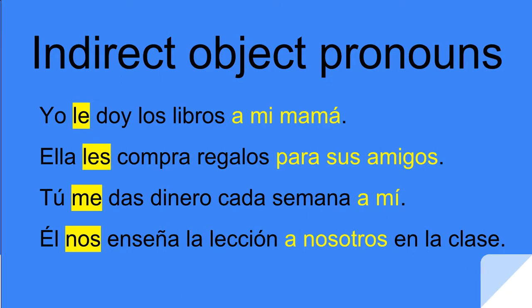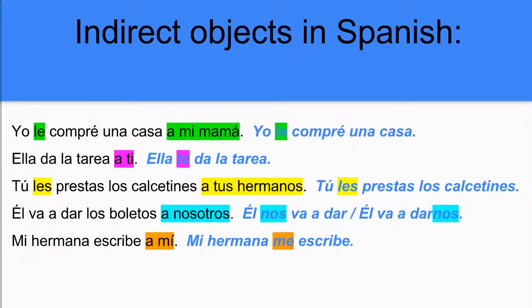However, you can see where le can be both to him, to her, or to usted, while les can be to them, both masculine and feminine, and to the ustedes. So typically you would see ella les compra regalos para sus amigos. You would see the para sus amigos in the original statement along with the les, so it's clear to whom the le or les is referring. Once it's already understood, we don't have to keep repeating it over and over again. So let's look at a couple examples below.